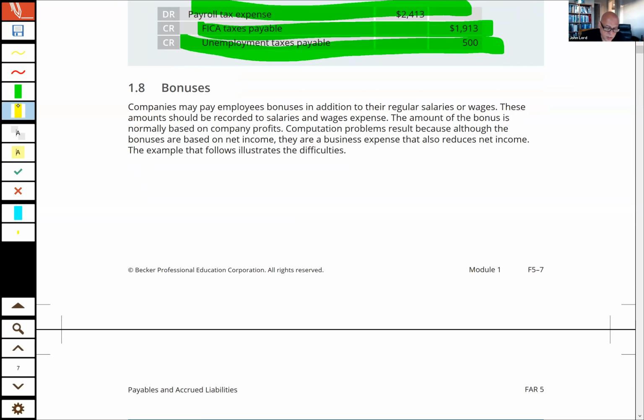Bonuses. This stuff, guys, is so straightforward that that's why I'm not spending a lot of time with it. And I think you'll see in a lot of the problems, it's just that case. They want to see if you know that payroll tax is a liability. Obviously it is. Now, bonuses are kind of fun.